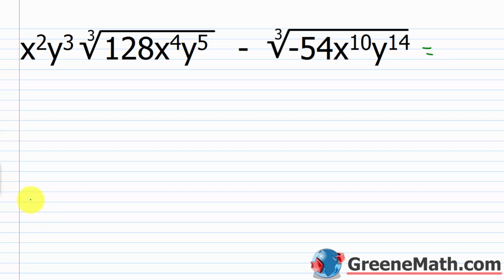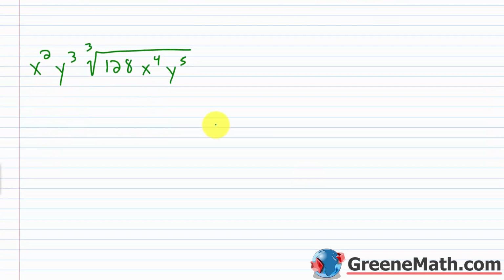So if I had x squared y cubed times the cube root of 128 x to the 4th power y to the 5th power, let's think about each part separately. So let me scroll down and get some room. 128, I know that's 2 to the 7th power. So let me write the cube root of 2 to the 7th power. Now, if this exponent here is a 7 and this index is a 3, then I want to think about what number going down from 7 is going to be divisible by 3. It will be 2 to the 6th power. So let me break this up into the cube root of 2 to the 6th power times the cube root of 2.